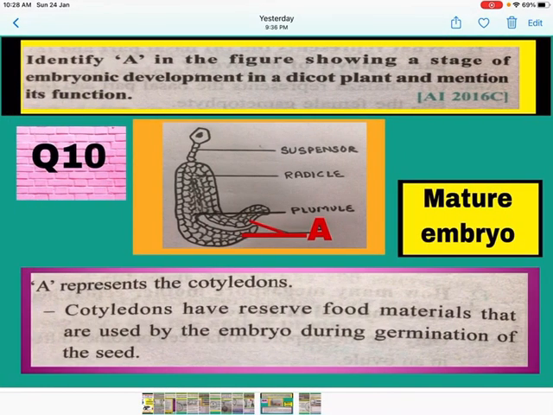Come to next. Identify A in the figure showing a stage of embryonic development in a dicot plant and mention its function. This diagram is of a mature embryo. See the different parts of it. It has got a suspensor, and near the suspensor is present the radicle, and from the radicle roots will form. Opposite to the radicle is the plumule, and from the plumule the shoot will form, and then the A. What is A? A represents the cotyledons. Cotyledons have reserve food material that is used by the embryo during germination of the seed.